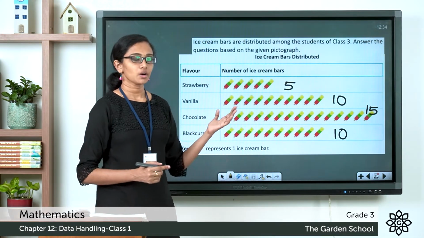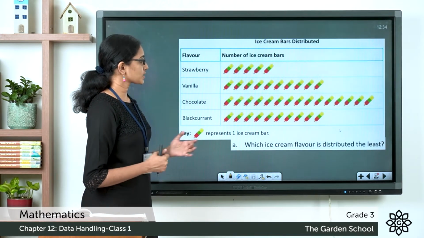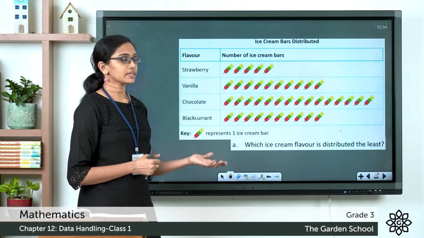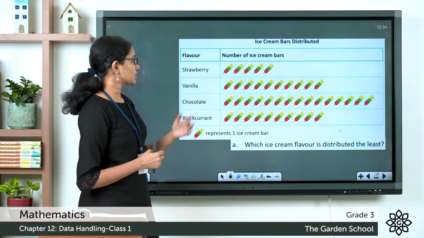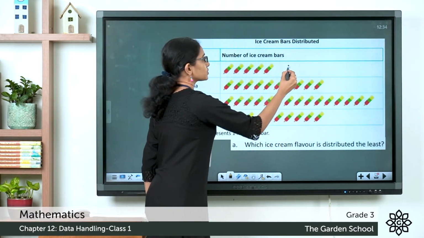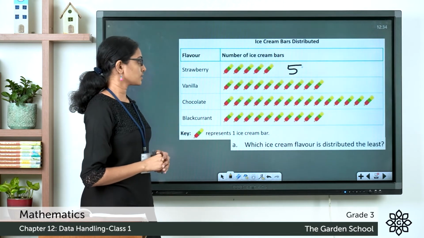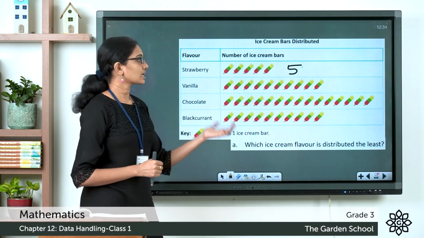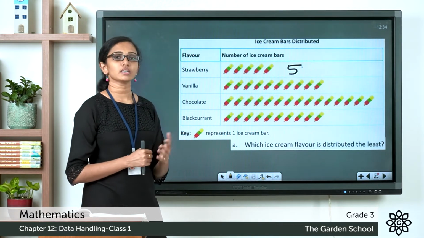So now let's see what the following questions are. The first question: which ice cream flavor is distributed the least? Can you tell which is the ice cream flavor distributed the least? You can see from the pictograph only 5 strawberry flavored ice cream bars were distributed among the children. So which ice cream flavor is distributed the least? It is strawberry. Strawberry flavor was distributed the least.